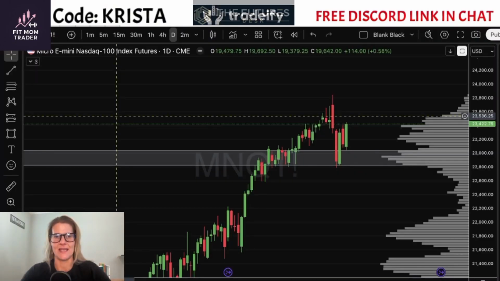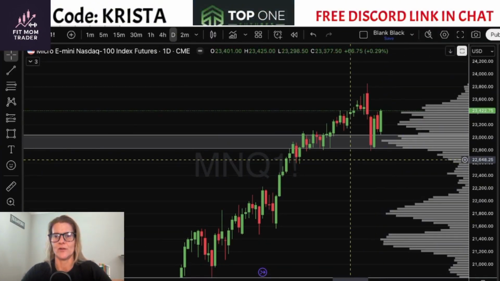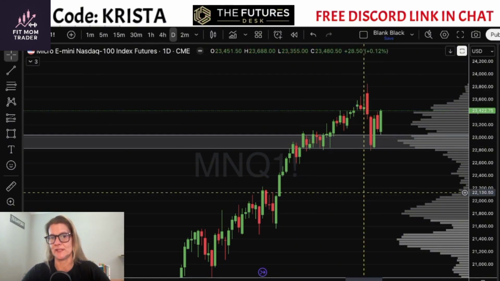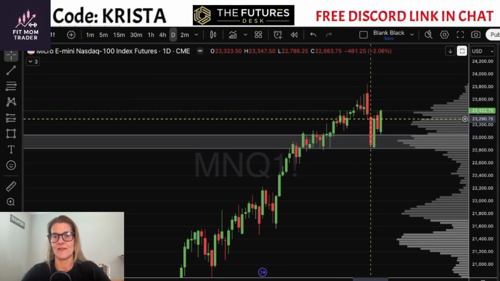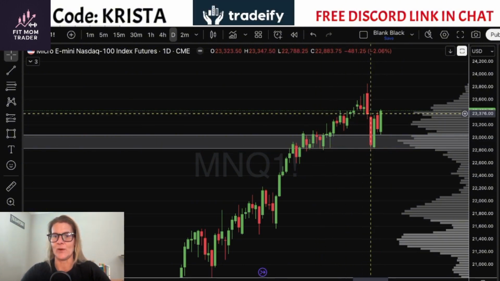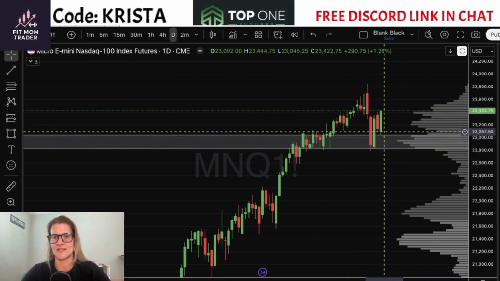I came into the day with a little bit of a bullish bias, and I'll tell you why. This is the daily chart. Zooming out, this high volume node right here, this level held really well. On Friday, we came down into that level, it held. On Monday, we had nearly a bullish engulfing candle, and then on Monday, we retraced a little bit.